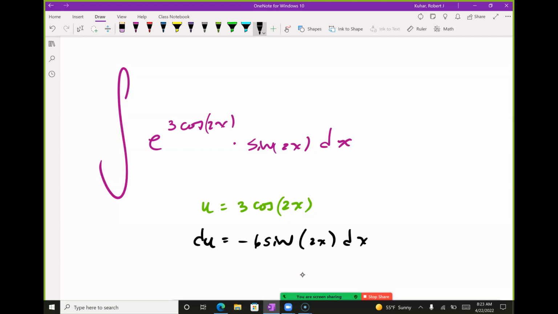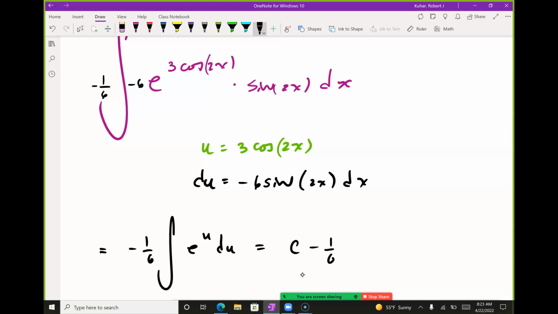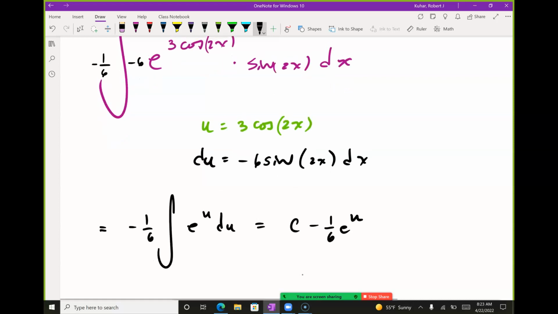So you can see I almost completely have du, right? All I need to do is multiply by a negative 6 and divide by a negative 6. And so now you can see I have negative 1 over 6 times the integral of e to the u du. Nice, that's easy. I get c minus 1/6 e to the u. And now I can put my value of u back in. c minus 1/6 e to the 3 cos of 2x.